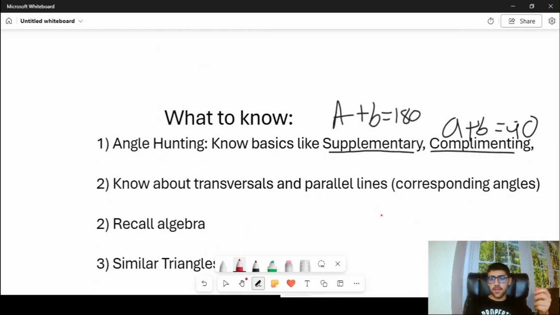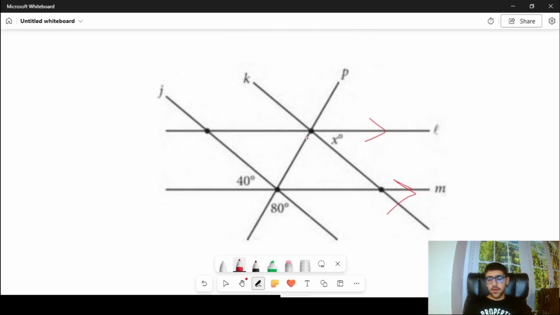The most important part about this is to know about corresponding angles. When you have two parallel lines and a transversal that cuts through them, corresponding angles will be equivalent. So what's an example of that? This one over here corresponds to this one. They're the same thing, but on different sides, if that makes sense.